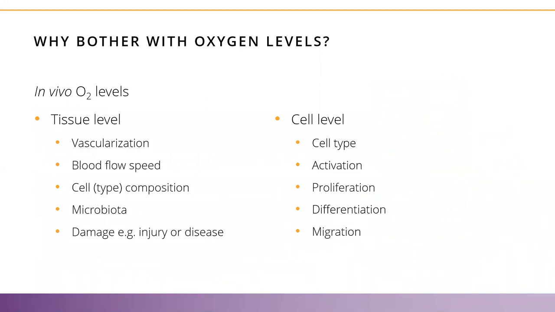In vivo, O2 levels will affect tissue level vascularization, blood flow velocity, cell type composition, even the microbiota in your gut, and during tissue damage, either due to injury or disease. On a cellular level, as mentioned, it will affect cell type, activation, proliferation, differentiation, and migration of cells.